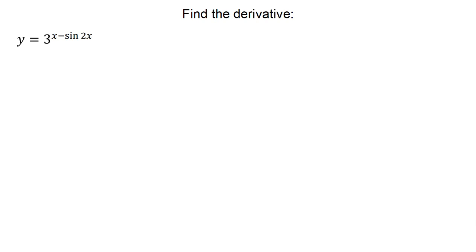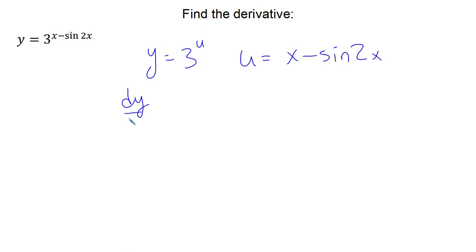For number 17 here, we've got 3 to the x minus the sine of 2x. For that, we're just going to use the rule for 3 to the u, where u is equal to x minus the sine of 2x. So to find the derivative here, dy du is just equal to 3 to the u, natural log 3, because that's the rule for that.